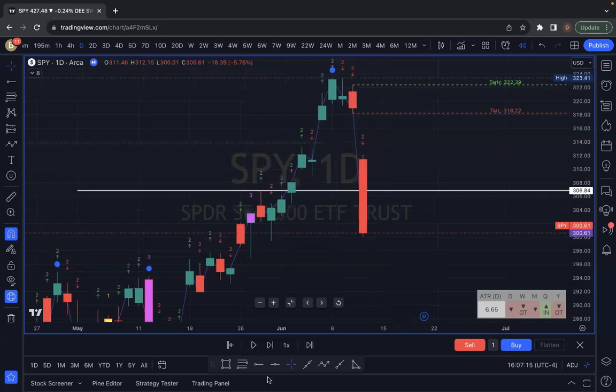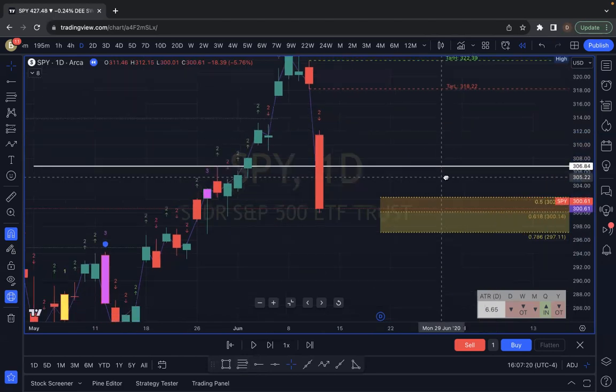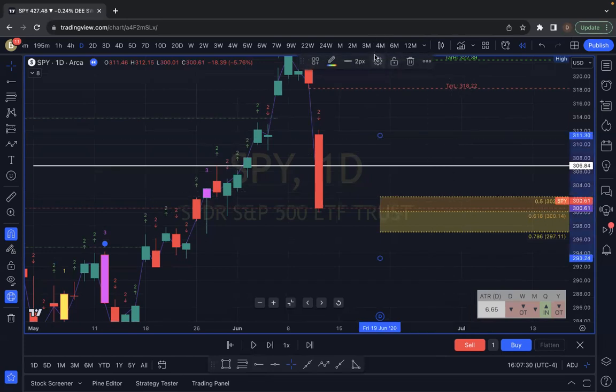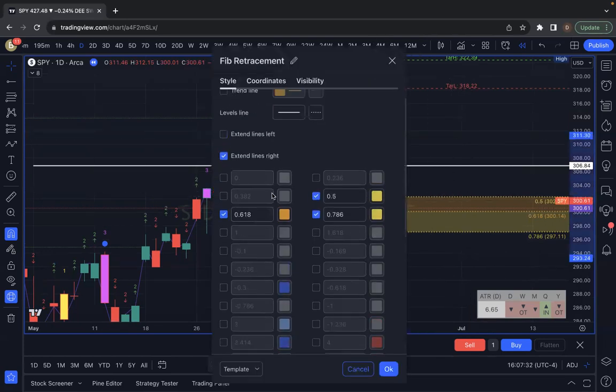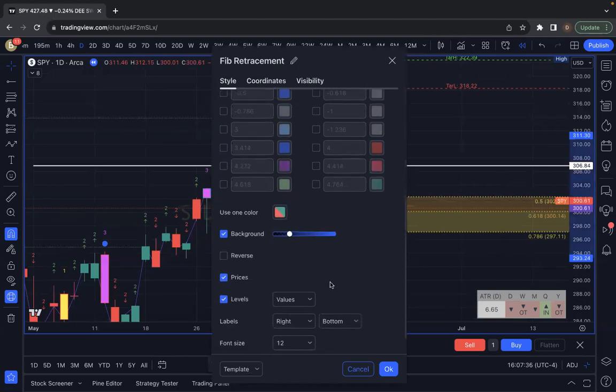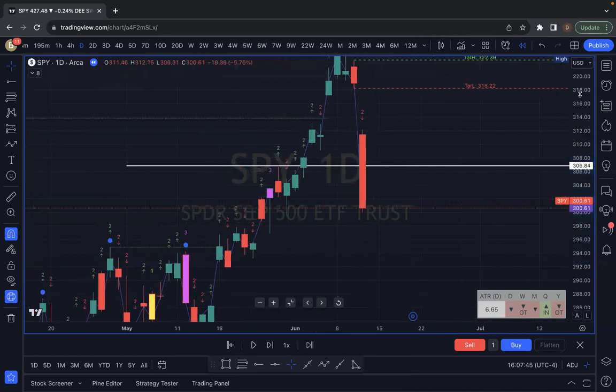But that's why I like to focus on zones, because then we have a pretty good idea of where the area of interest is. The reason I have these in gold like this is because this is the golden zone. This is where price is likely to reverse. And like I said, you can go in here and change your settings. You can make a background if you want. You could change the color, whatever you want to do to make it fit your needs. You can customize it to best fit you. Okay.